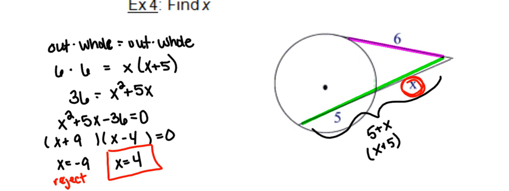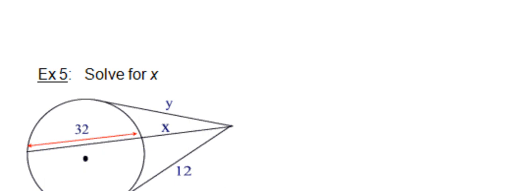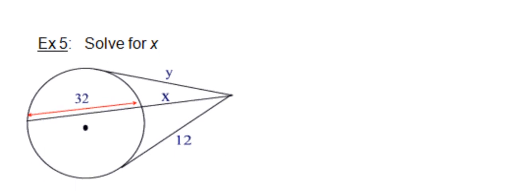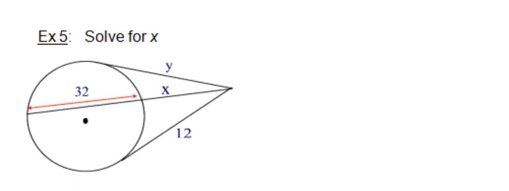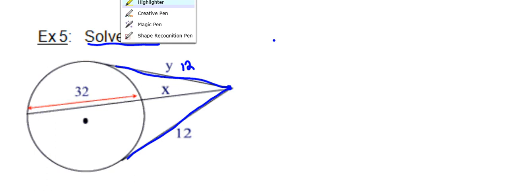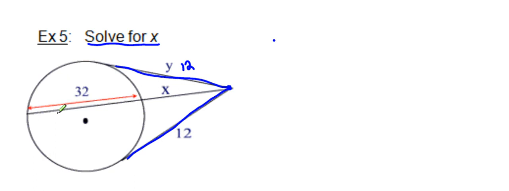Our next example is kind of an interesting one in that they give us a little bit of extra information here. They confuse the picture just a little bit. And I'm going to start out by talking first about what y is, and I'm going to say if that blue tangent measures 12, this blue tangent also has to measure 12. But that's really not what we're looking for in this question, because the directions here ask us to solve for x. So I'm going to look at that secant that I'm going to make green.